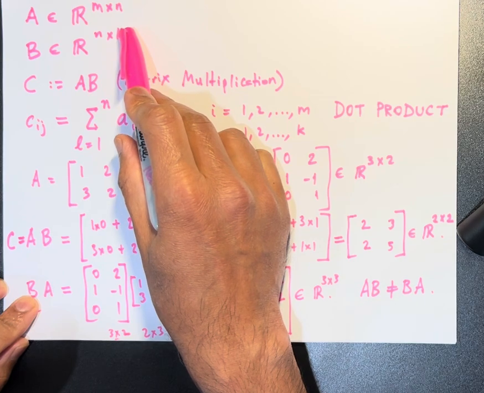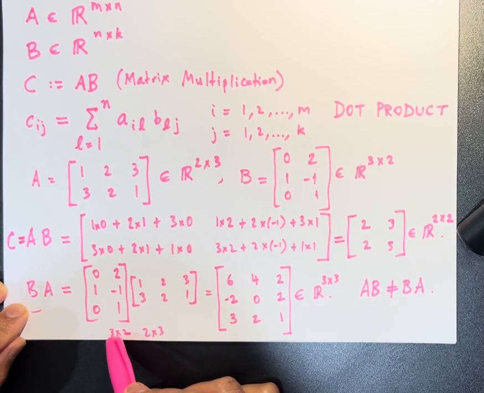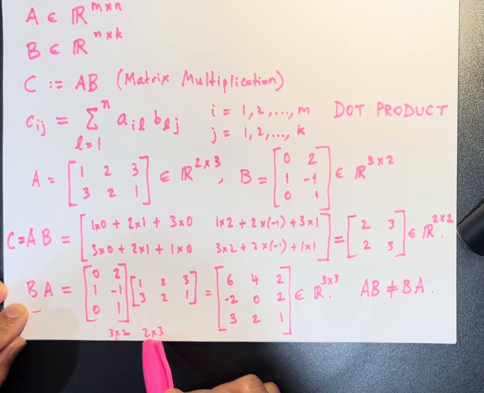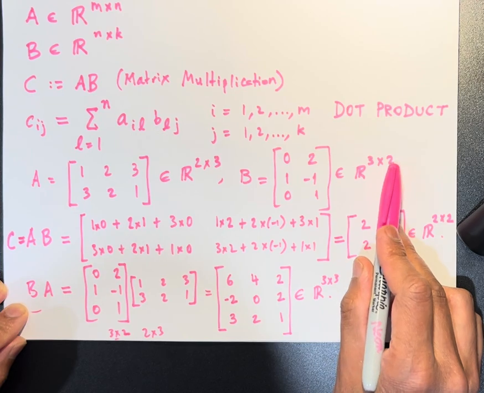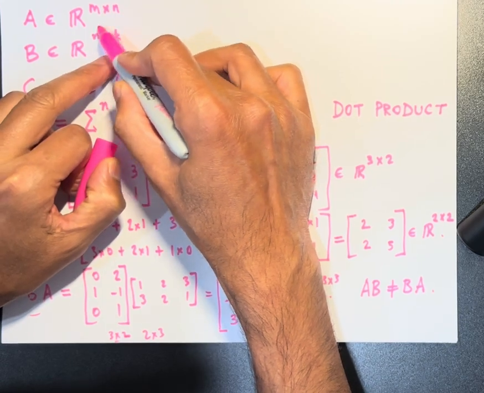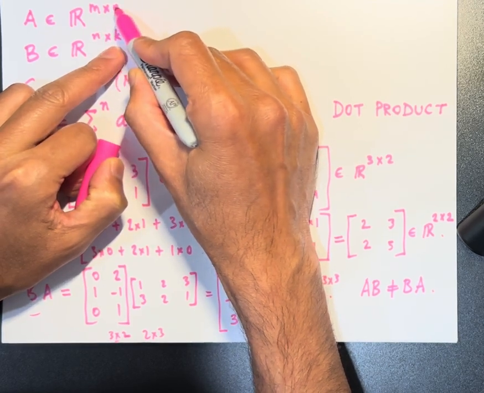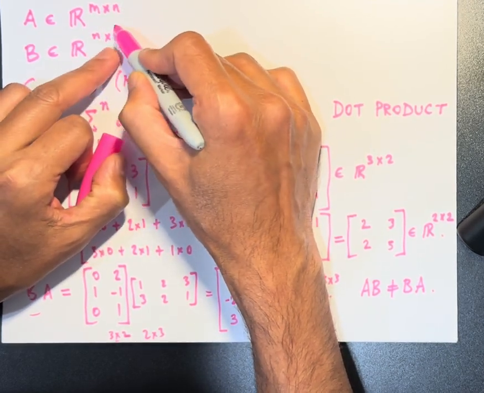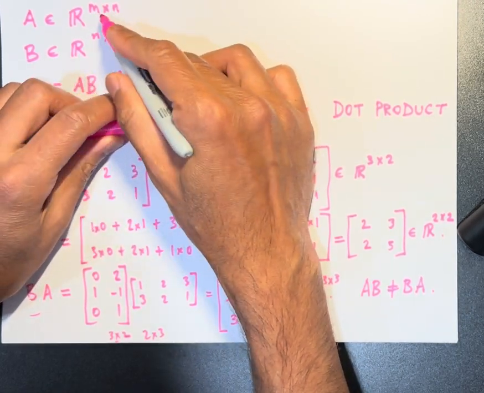I think they have a typo in the book, because here we have B is 3 by 2, right? So this is K, right? So when is AB defined? If you take any two general matrices, then AB is defined only when this column is equal to this, right? And BA is defined only when this is equal to that. I think they have a typo in the book where they said m not equal to n, right? It's m not equal to k.